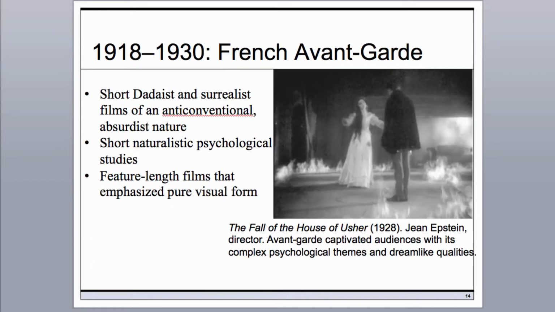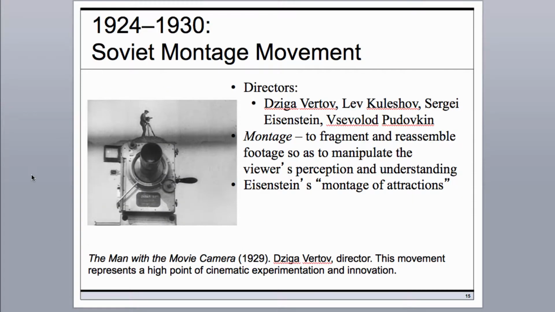the development of film. French avant-garde went outside the norms of film, very surreal, anti-conventional, actually absurd at times, very psychologically oriented, with very long films for this time, like The Fall of the House of Usher, but the images are more fantastic than anything else.